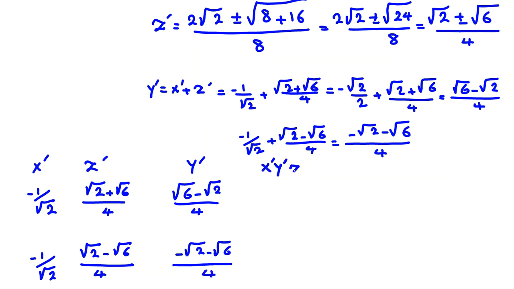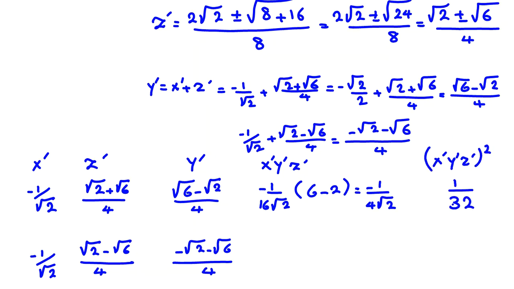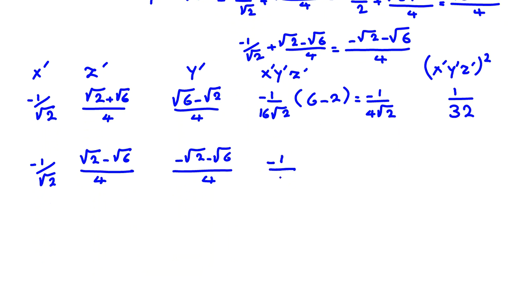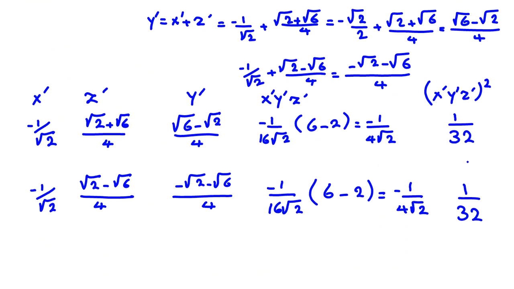Now, we want to calculate x prime, y prime, z prime. In this case, it will be negative 1 over root 2 and 16 root 2. This times this will be 6 minus 2. 6 minus 2 is 4, so it will be negative 1 over 4 root 2. So if you calculate x prime, y prime, z prime whole squared, it will be 1 over 32 again. And for this case, again, it will be negative 1 over 16 root 2, and it will be negative root 6 squared, which will be 6 minus 2. Again, it will be negative 1 over 4 root 2, and if it is raised to the power of 2, it will be 1 over 32. So in all these four cases, it was 1 over 32.